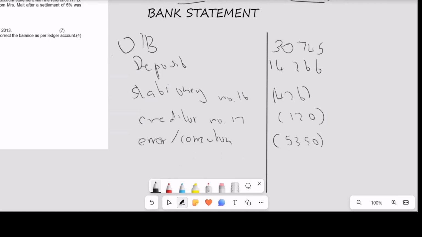Okay, let's also calculate the bank statement to ensure that we get the same amount. So once I add the 30,745 plus 14,266, deduct 426, deduct 120, deduct 5,350, I get 39,115.